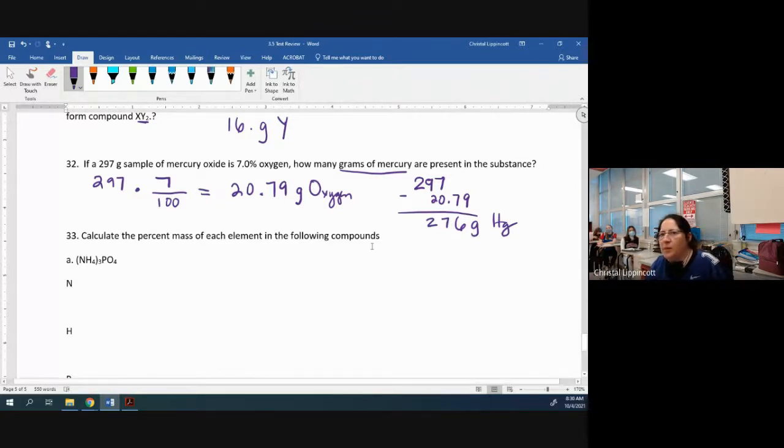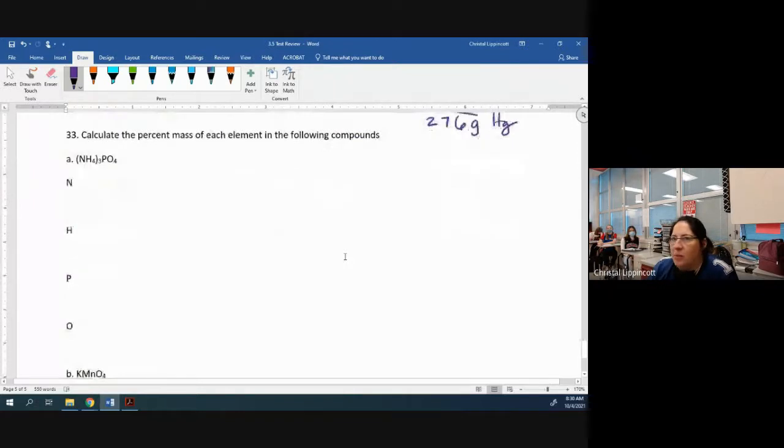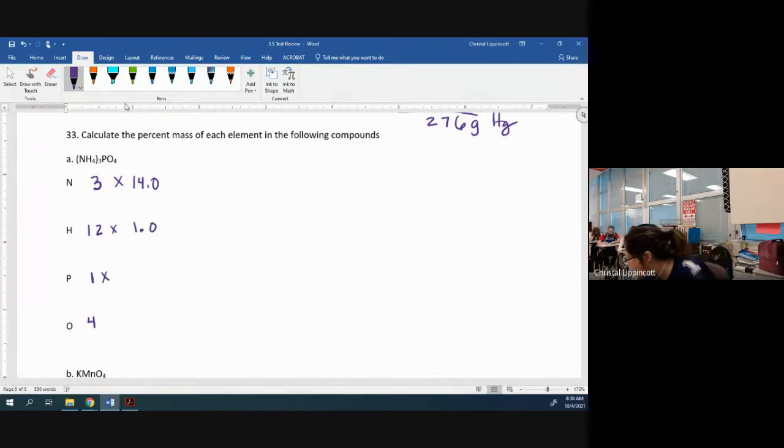All right, then we do a percent mass here for the following elements. We've got to take an inventory. How many nitrogen do I have? I have to distribute through my parentheses. How many nitrogen? 3. How many hydrogen? 12. Phosphorus is 1 and oxygen is 4. Then we go to our periodic tables and we find the mass off the periodic table for each one, and we're going to round those masses to the tenth place.